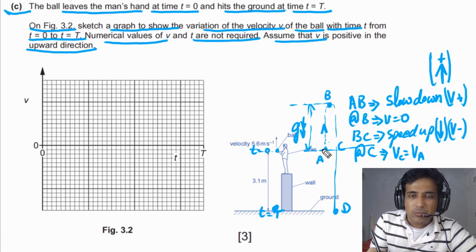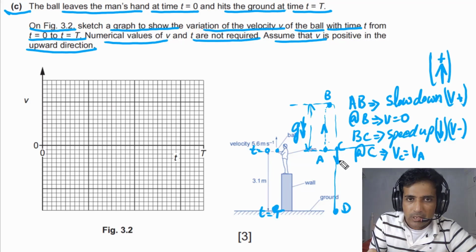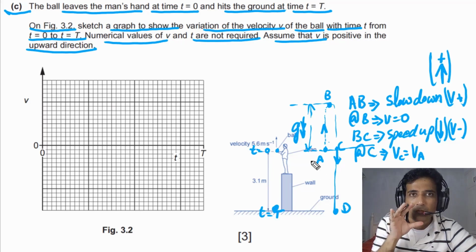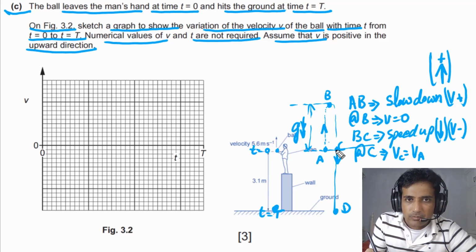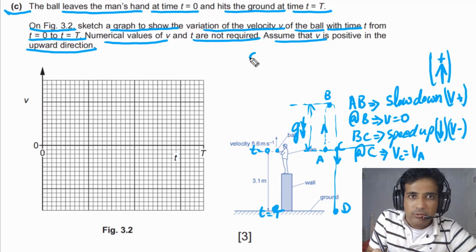So at this point, velocity is vertically upwards, but when the ball is here, velocity will be downward, but the magnitude of velocity will be the same because it is the same height. But when the ball goes down, the speed of the ball will keep on increasing due to force of gravity. So between C and D, speed of the ball is increasing, but this is negative.